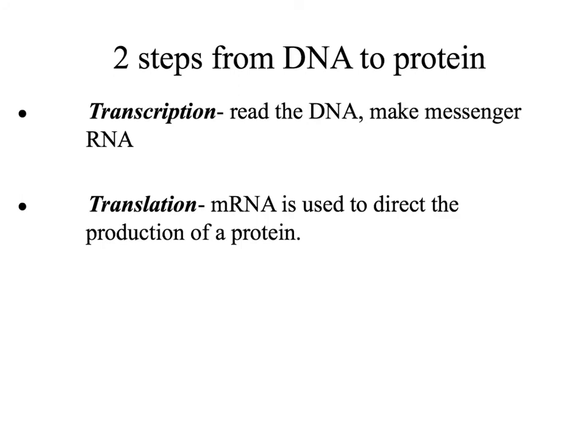Turning the code of DNA into a protein is actually a two-step process. The first step, transcription, reads the DNA and makes a messenger RNA. The messenger RNA is a copy of that code that can be moved out and then sent to the next step. Translation is when the mRNA is used to direct the production of a protein. This process requires ribosomes, the protein-making factories.